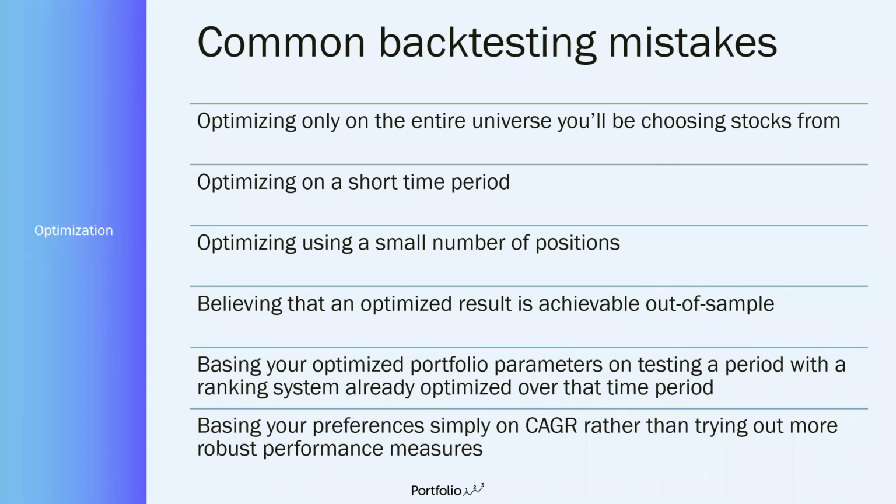Another error, basing your optimized portfolio parameters on testing a period with a ranking system already optimized over that time period. And I talked about this a little bit. Basing your preferences simply on CAGR rather than trying out more robust performance measures. Taking into account only overall performance rather than looking at performance during various discrete time periods is another backtesting mistake.